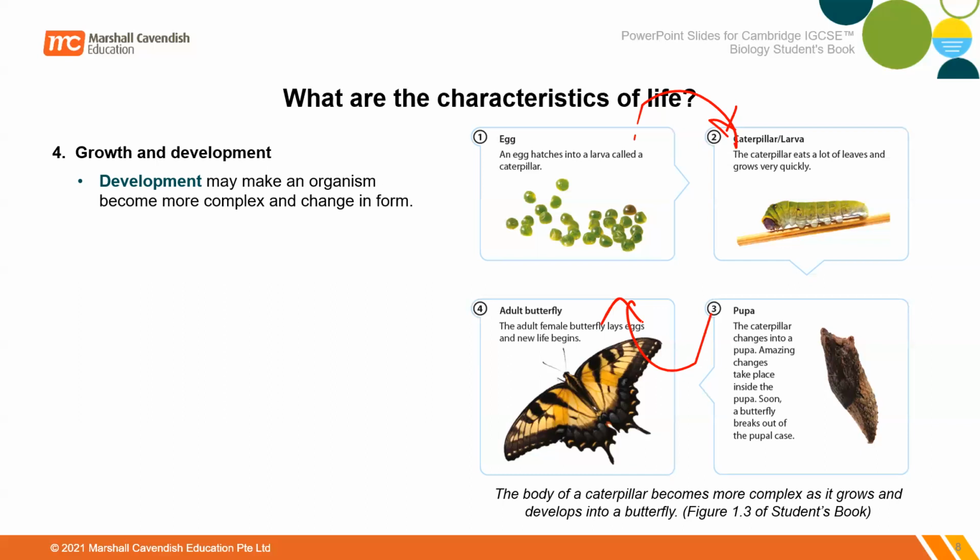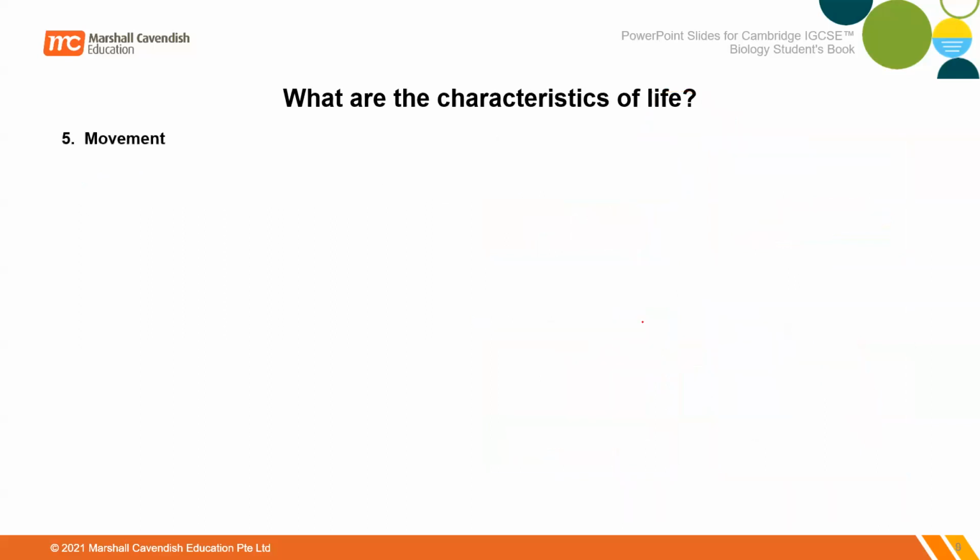Then it will be changed into pupa, and honestly, this is an amazing change, because after this phase, it will be changed to an adult butterfly. So we can say that the caterpillar has been developed into pupa and adult butterfly.